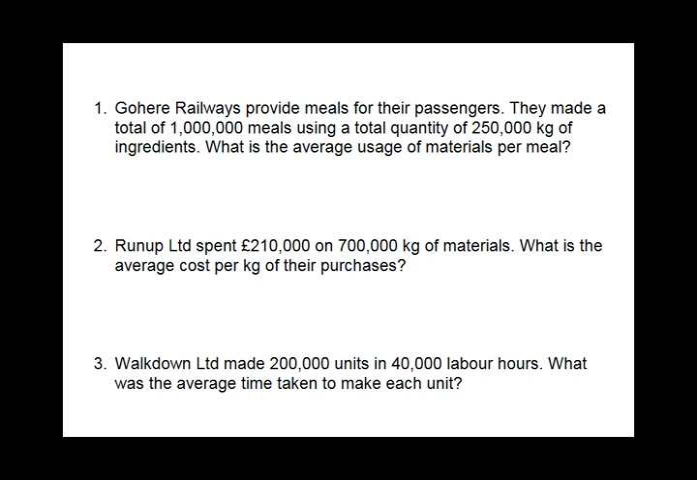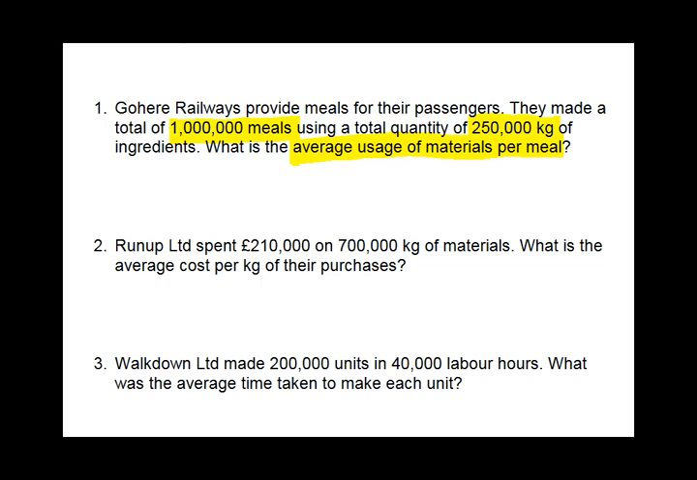Well, let's have a look at the examples I've got here. So first one, Go Here Railways provide meals for their passengers. They made a total of 1 million meals using a total quantity of 250,000 kilograms of ingredients. What's the average usage of materials per meal? Now this is where you could pause me, have a go at that if you want to.